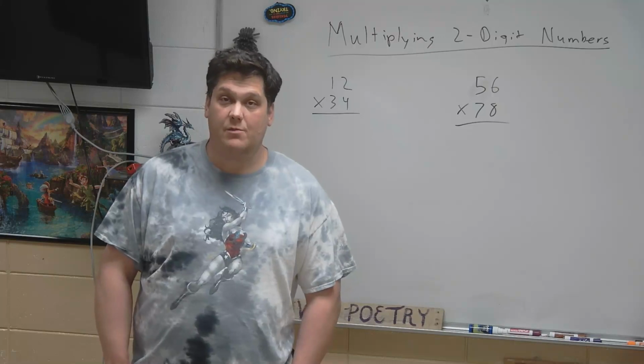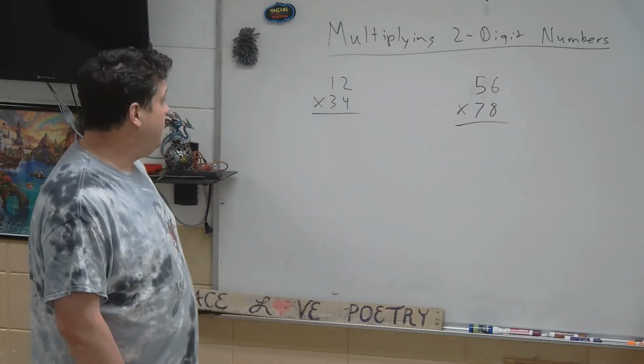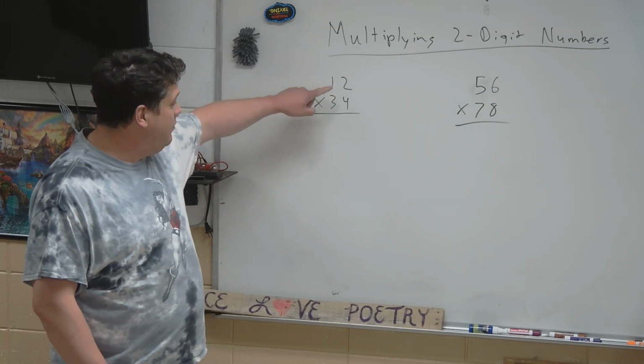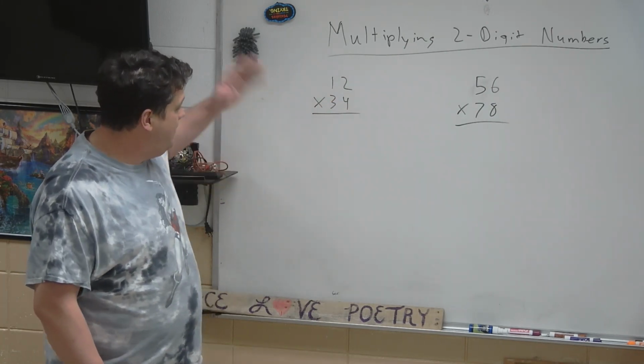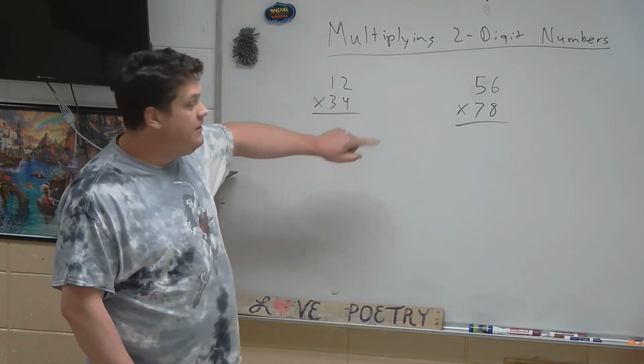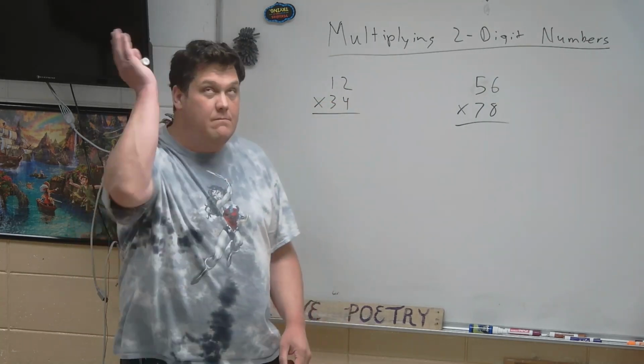All right, today I want to talk about multiplying two-digit numbers, and I've been very lazy. I selected 1, 2, 3, 4, 5, 6, 7, 8. But first we're going to do 12 by 34, and then we're going to do 56 by 78.